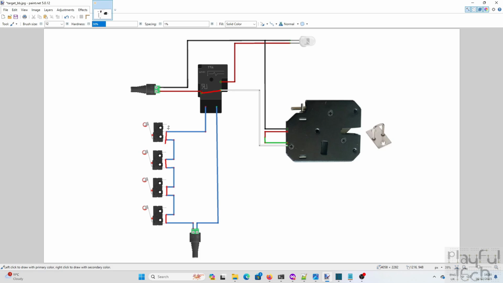Now, you could isolate them even further still by using transistors or by reading the state of each switch individually from the GPIO pin of a microprocessor. But I wanted to keep this circuit as simple as possible, and this should work fine for most cases.